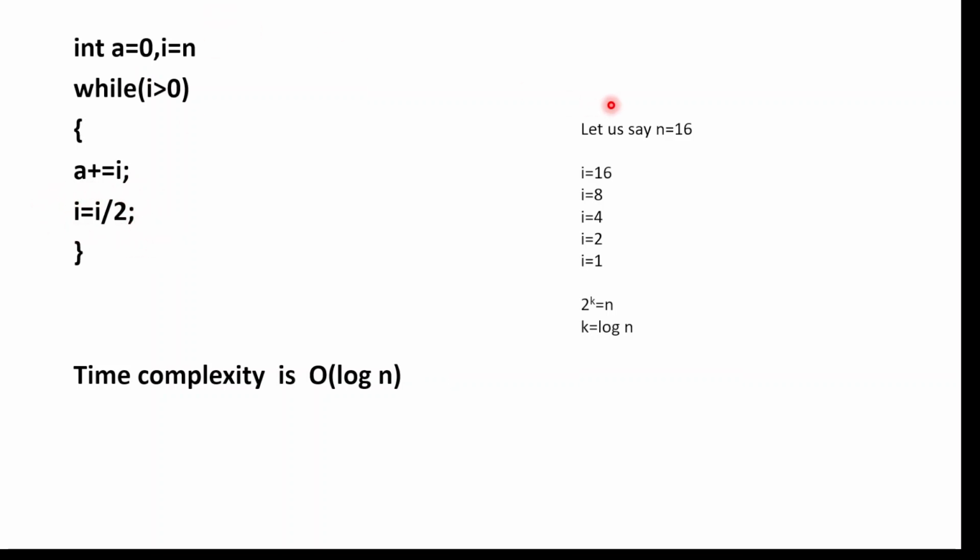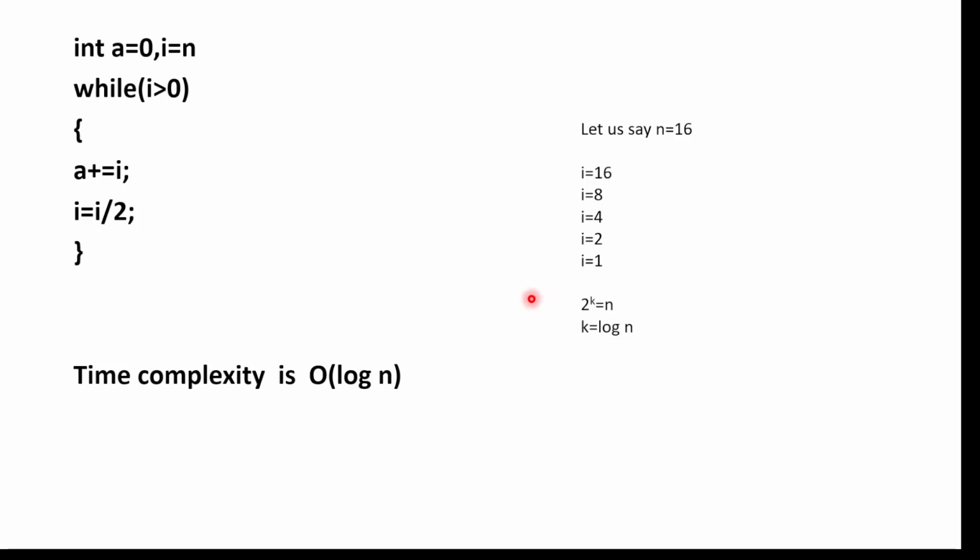So let us say n equal to 16 is given here. First time the value of i is 16. Next time it gets divided by 2, it becomes half of it, that is 8. Again, next iteration 8 by 2 is equal to 4. Again 4 by 2 is equal to 2. 2 by 2 is equal to 1. So when does the while loop terminate? It continues as long as i is greater than 0. It terminates when the value of i becomes less than 0.